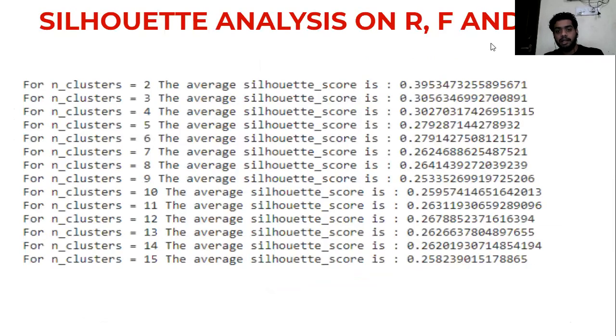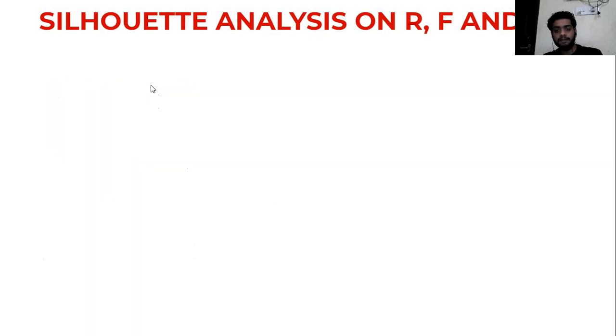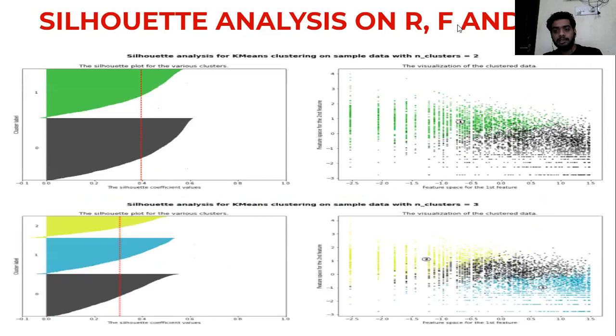So next is the similarity analysis on recency, frequency, and monetary combined. For n cluster 2, the average similarity score is 0.39, and for n cluster 3, the average similarity score is 0.30. So we get the similarity score on average of recency, frequency, and monetary. That is, we can say that the cluster number 2 is the best validation score for our k-means clustering.